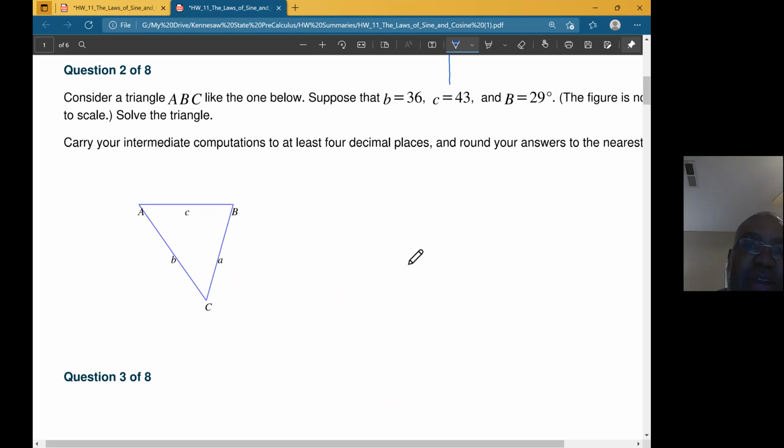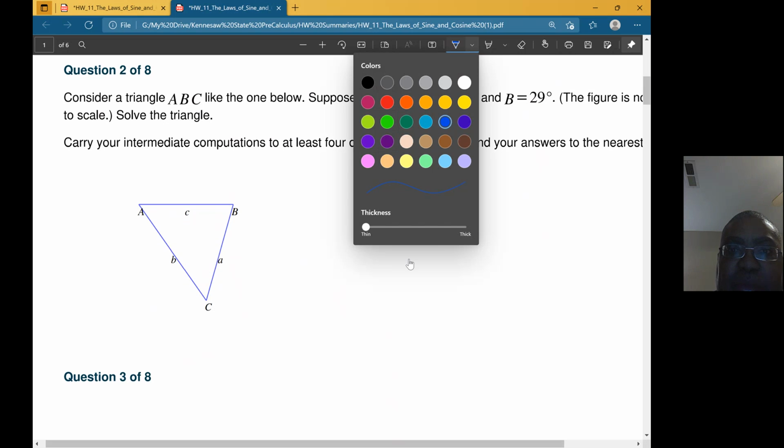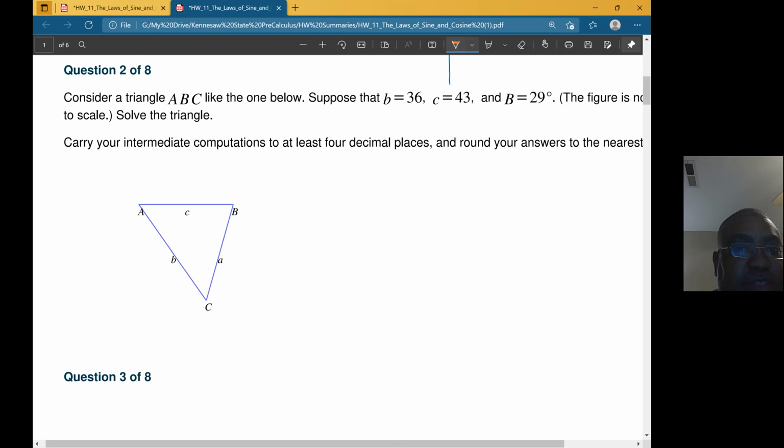All right. This figure, again, is not to scale, which I'll be honest with you, kind of threw me off when I was solving the problem. All right. So little b is 36. Little c is 43. And big B is 29 degrees.